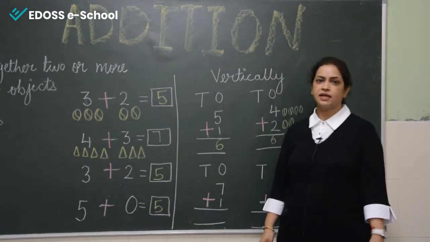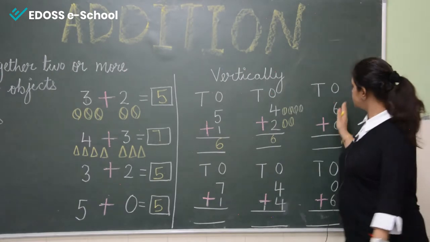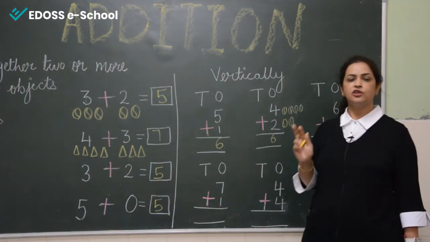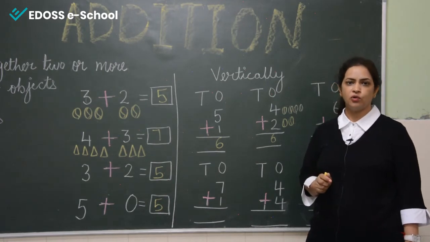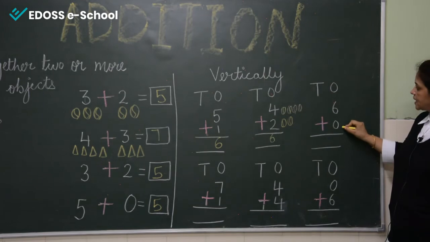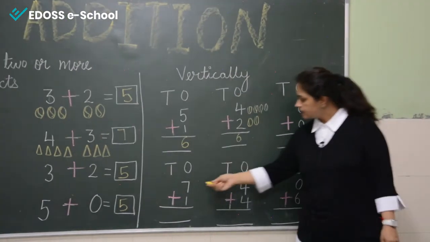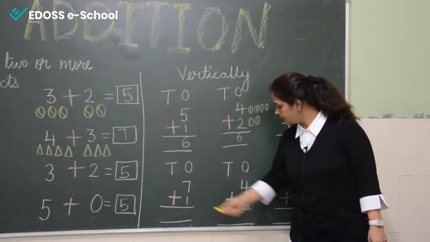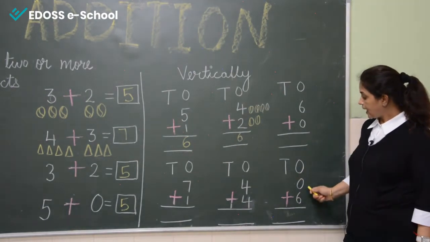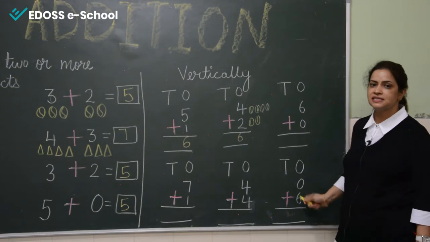Now children, note down these addition statements and then you are going to solve them in your notebook. Okay, I will read it out for you. The first one is 6 plus 0, then 7 plus 1, 4 plus 4 and 0 plus 6.